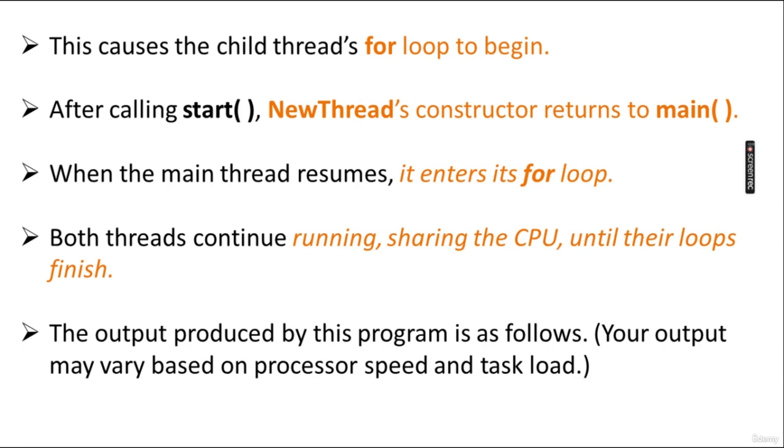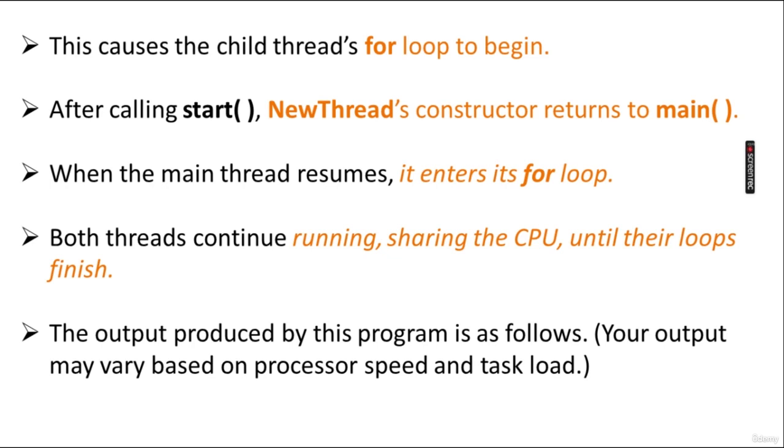So now the child thread's for loop will begin. After calling start, the NewThread constructor returns to main. When the main thread resumes, it enters its for loop that is written inside the main thread's run method. Both threads continue running, sharing the CPU until their loops finish. So they will share the CPU for the particular time.